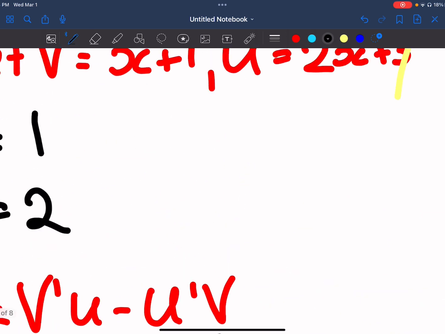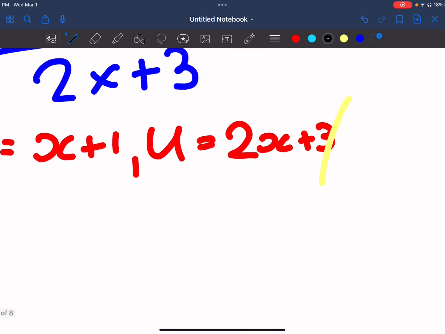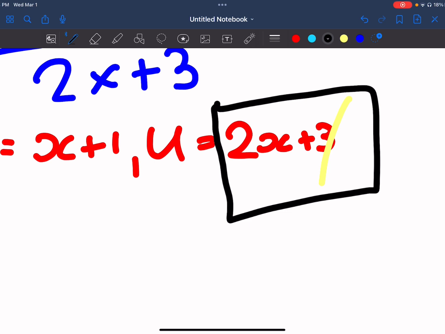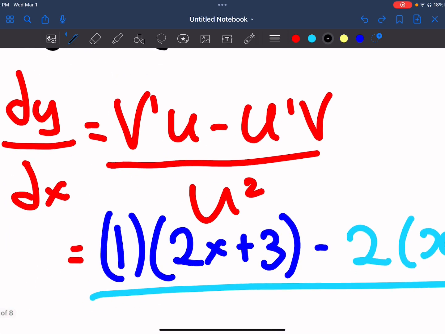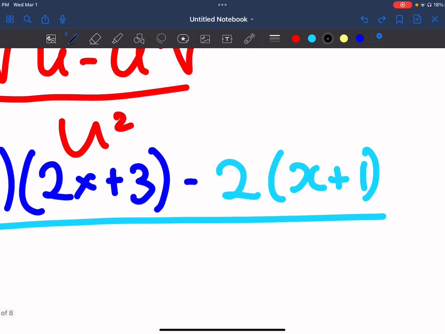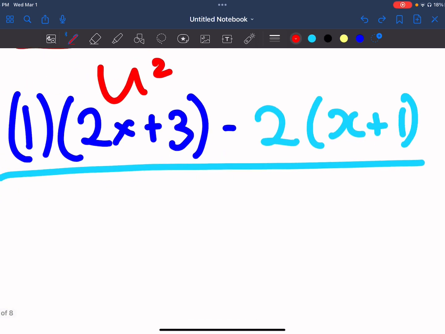Now what was u again? Go up and look at it: u was 2x plus 3, right here. I'm just going to remove that box, it looks kind of disgusting. So all over 2x plus 3 cubed. Squared, sorry. Squared, not cubed.